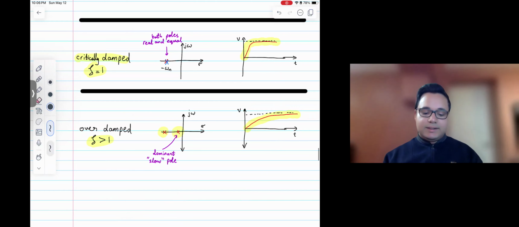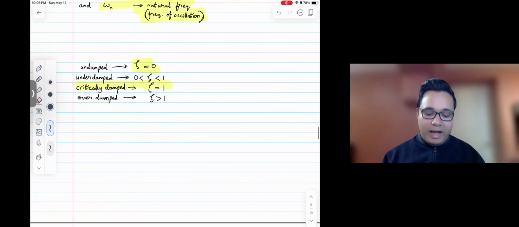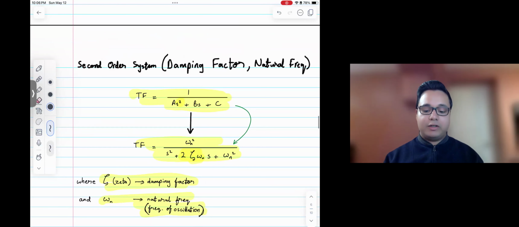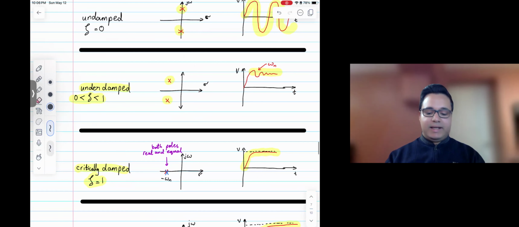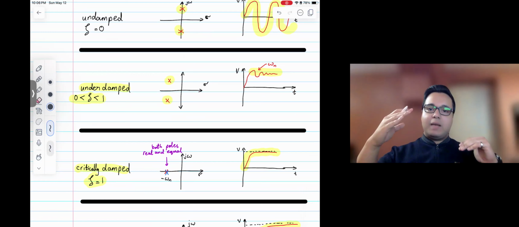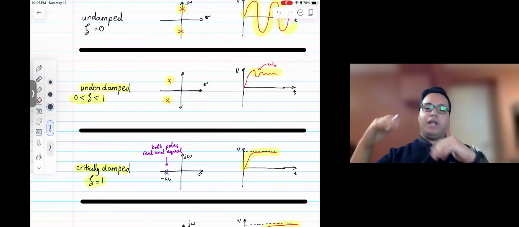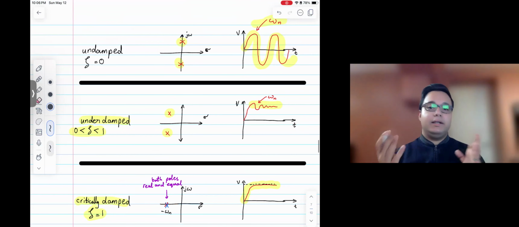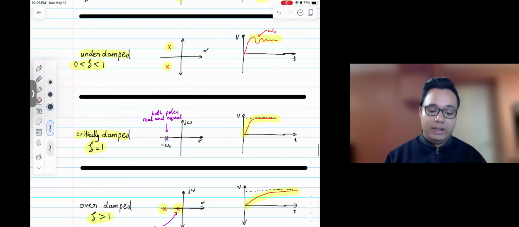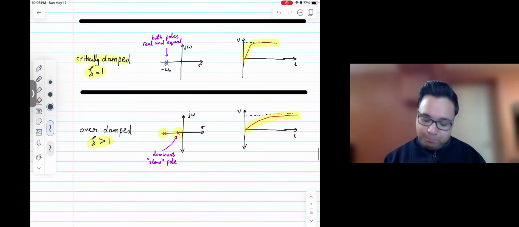So yeah, that's the sense of omega n and damping factor for a second order system. And from this graph, you can also see that you can increase the damping factor and that would reduce the ringing. And then omega n tells you the natural frequency or the frequency of oscillation, if you need to look at that or calculate that.